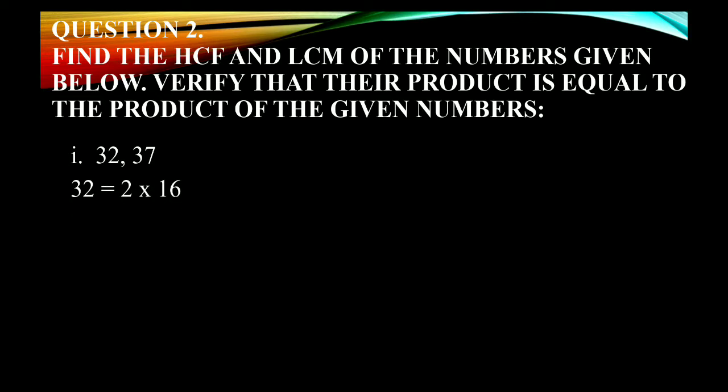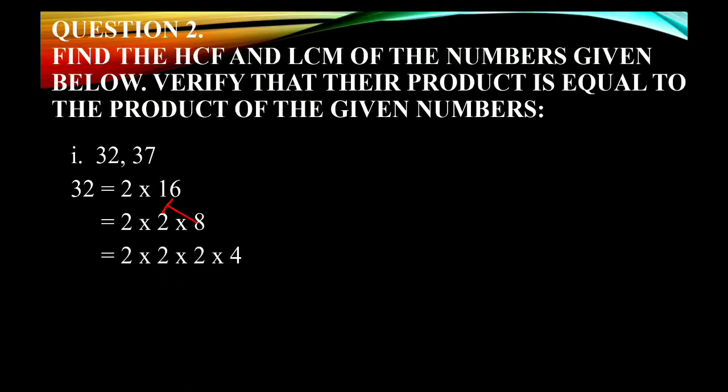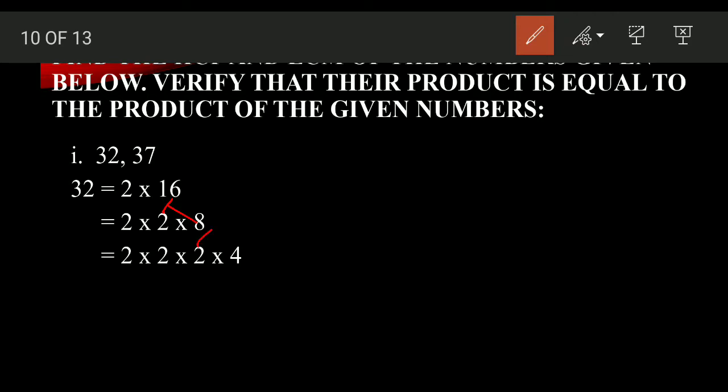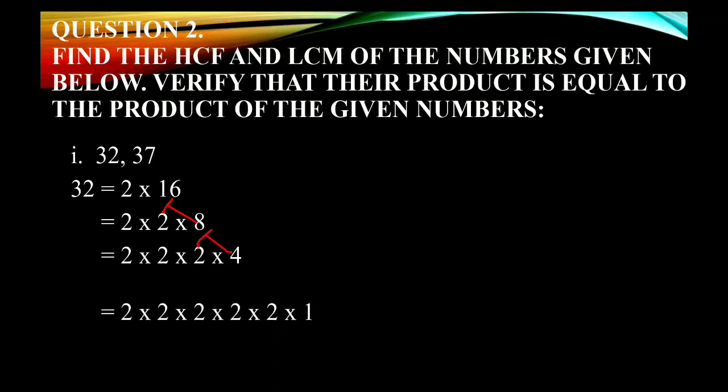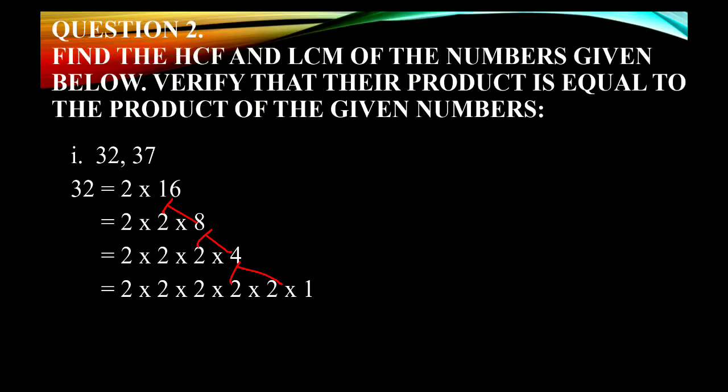So I'm factorizing 32. Now we know how to factorize, since we have learned it in the previous exercise, so I'm going a little faster. 32 can be factorized as 2 into 16, and 16 can be factorized as 2 into 8, and 8 can be factorized as 2 into 4, and 4 can be factorized as 2 into 2. Now 37, children, is already a prime number. So 37 is equal to 37 into 1.